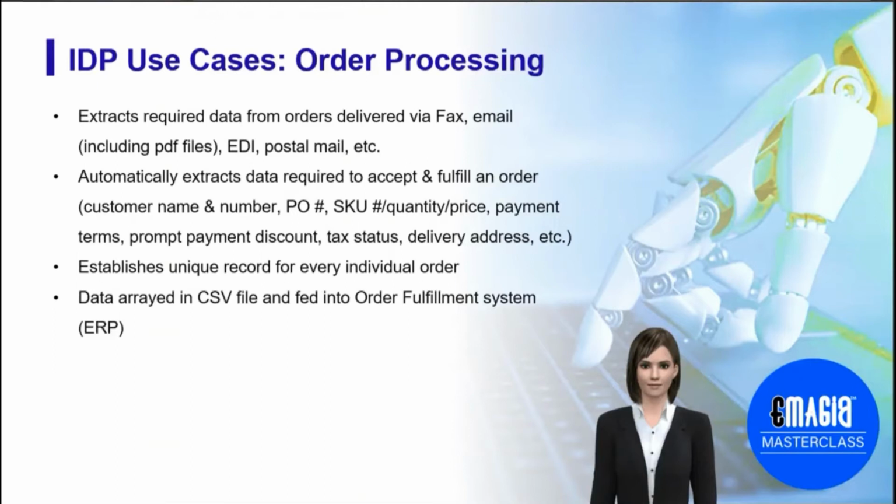Who's the customer? What's their PO number? What are they ordering? Stock keeping unit or item number, price, all that stuff. Again, it establishes a unique record for every individual order, takes all this order data, puts it in a neat file, boom, into your ERP to start the fulfillment process.